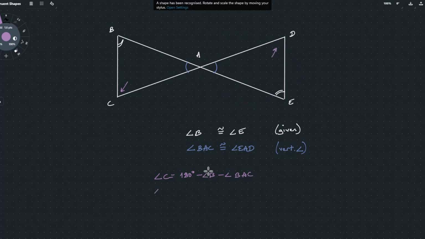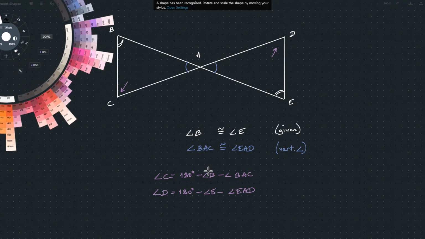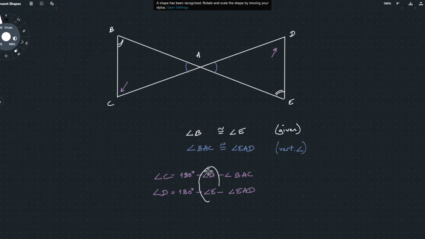I can say angle D is going to be equal to 180 degrees minus angle E minus angle EAD. But I've already said these two are congruent, so they're the same as each other. These two are congruent, so they're the same as each other, which means these will have to be the same as each other. What that means is that if I know that two angles of a triangle are congruent to two angles of another triangle, then the third angles have to be congruent too.